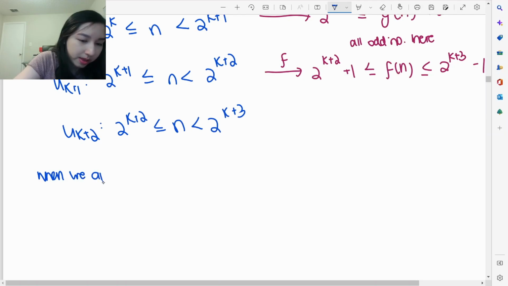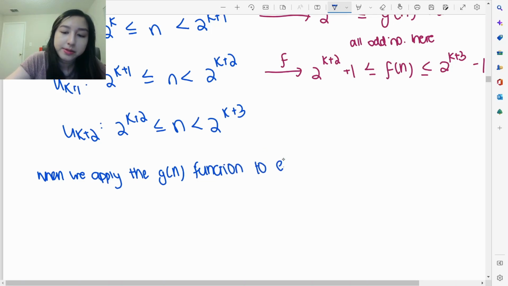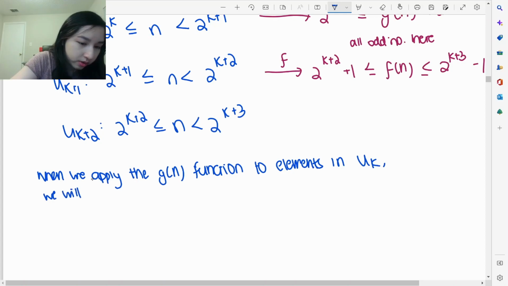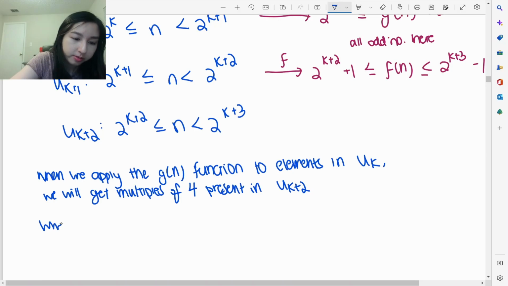So basically, if I want to explain it, because I have to explain it, when we apply the gn function to elements in uk, we will get multiples of 4 present in uk plus 2, and then the same thing for k plus 1.